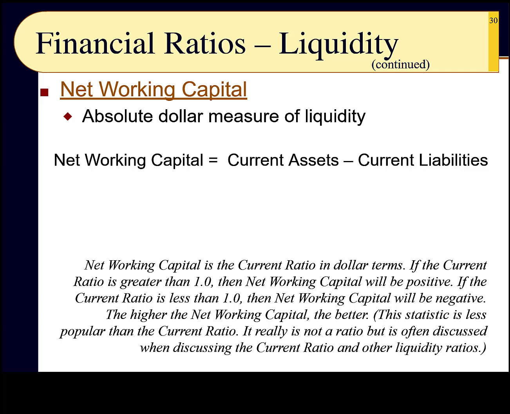It's not really a ratio. It's a subtraction. We take the current assets minus the current liabilities. And so the net working capital is not a current ratio. It's the current ratio in dollar terms. As we said, if the current ratio is greater than 1, then the net working capital will be positive because that means there's more assets than liabilities. If it's less than 1, then the net working capital will be negative, which means there's more liabilities than assets.